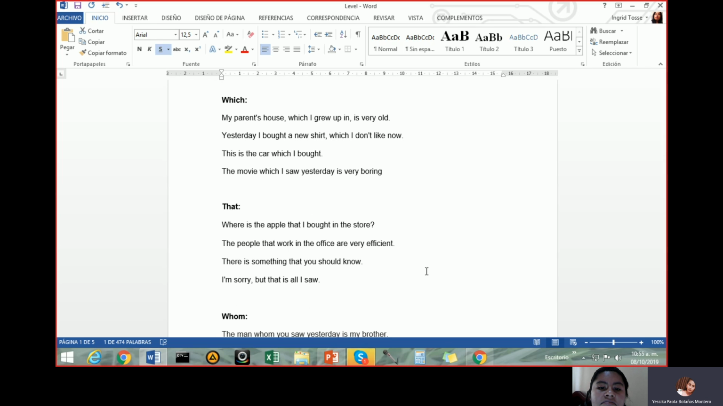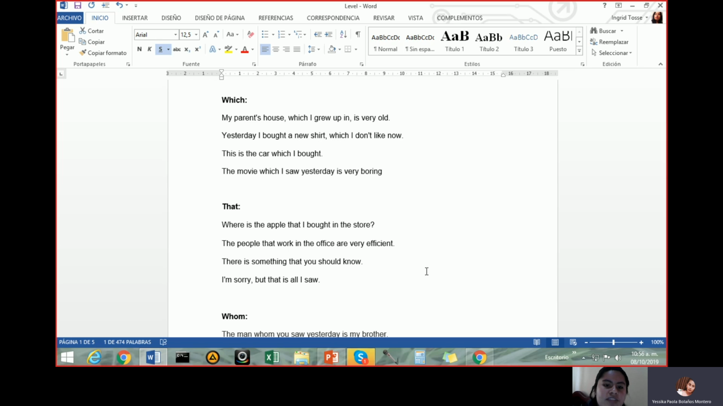My parents' house, in which I grew up, is very old. La casa de mis papás, en la cual yo crecí, es muy vieja. Okay, perfect. Non-definite. Now with the second. Yesterday I bought a new chair, which I don't like now. Ayer yo compré una nueva camisa, la cual no me gusta ahora.